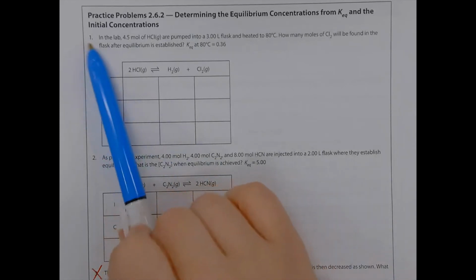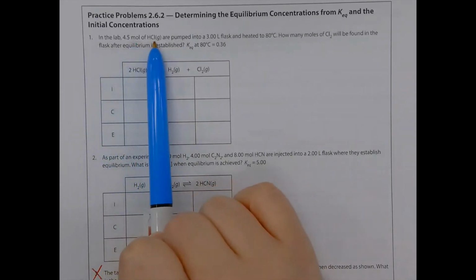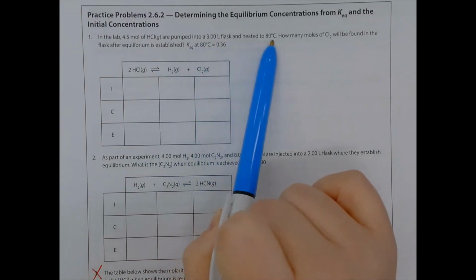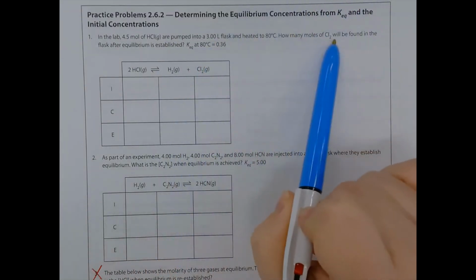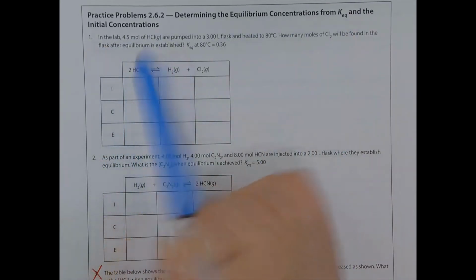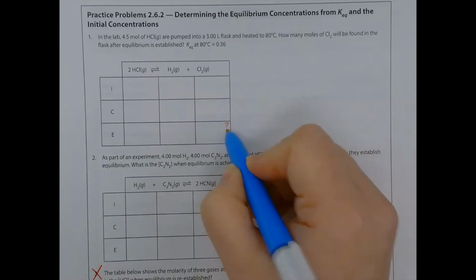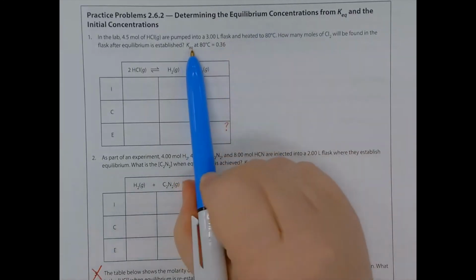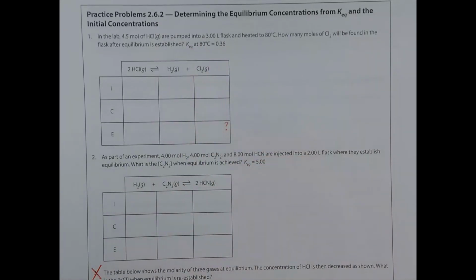All right, so it says, in the lab, 4.5 moles of HCl are pumped into a 3-liter flask and heated to 80 degrees. How many moles of chlorine will be found in the flask after equilibrium is established? So we're looking for chlorine at equilibrium. So there's our question. And we have our equilibrium constant at 80 degrees is 0.36.